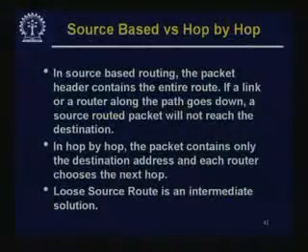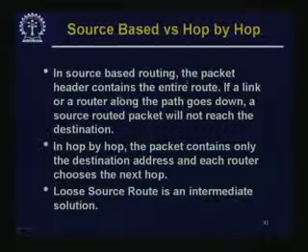Then the routing may be source based versus hop by hop. In source based routing, the packet header contains the entire route. If a link or a router along the path goes down, a source routed packet will not reach the destination, because the route has been fixed by the source. So, now the intermediate routers do not do anything. If the next hop is available, it will send it, otherwise it will drop it.